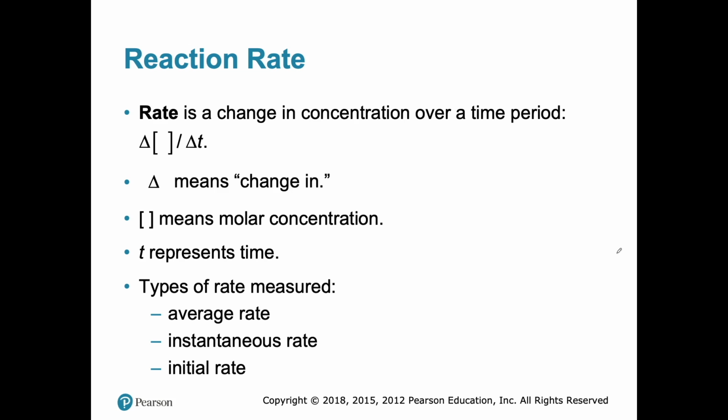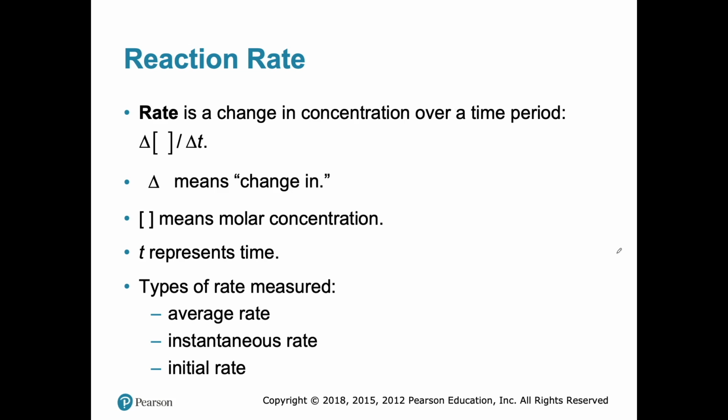So we generally use this equation here, where we have the change, this triangle, which is a delta, meaning a change, and then the brackets are concentration, right? And then that is divided by the change in time, okay?